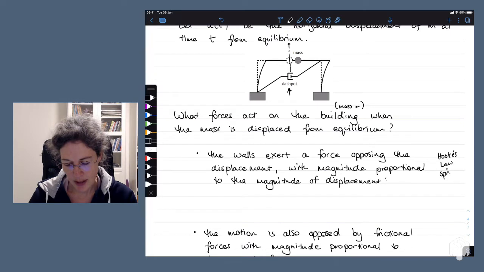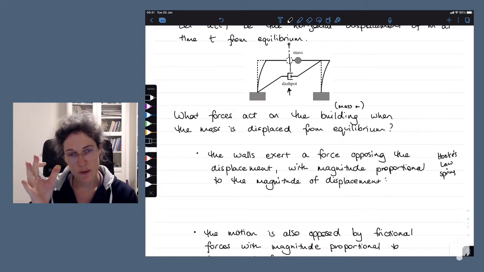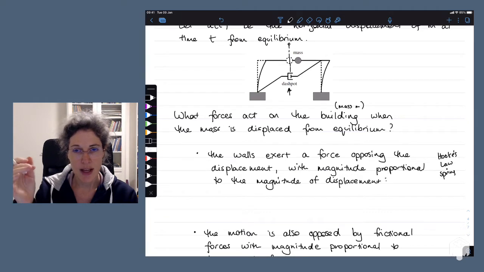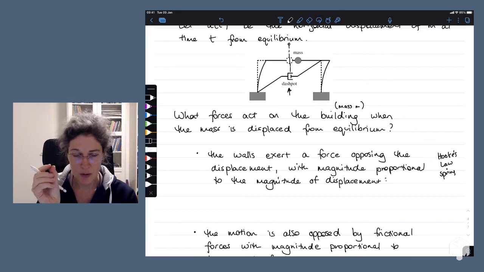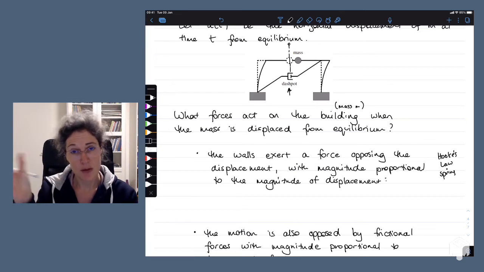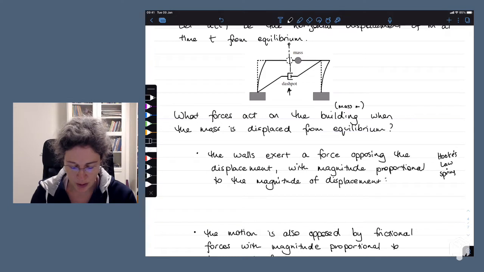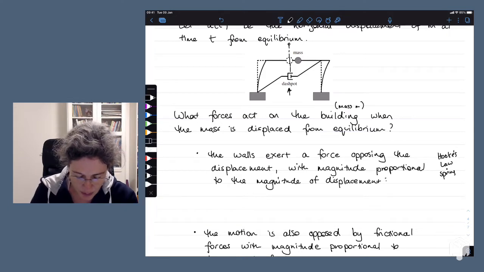spring thing happening here. So you'll have a restoring force that opposes the displacement, and the magnitude of that restoring force is proportional to the magnitude of the displacement. Tiny displacement, tiny restoring force, big displacement, big restoring force. How could we write that down? Well, we know how to do this.